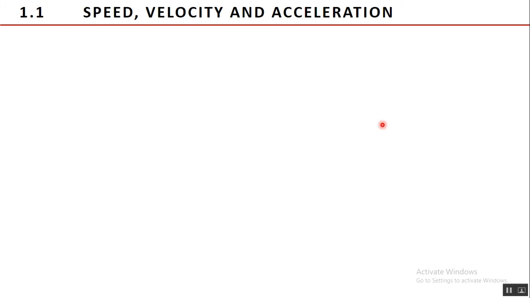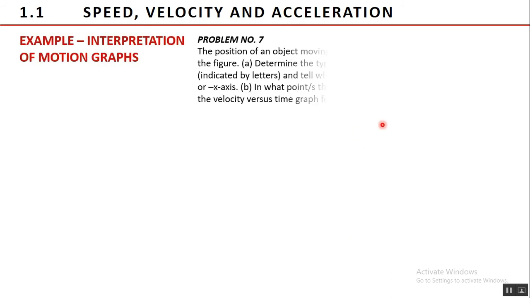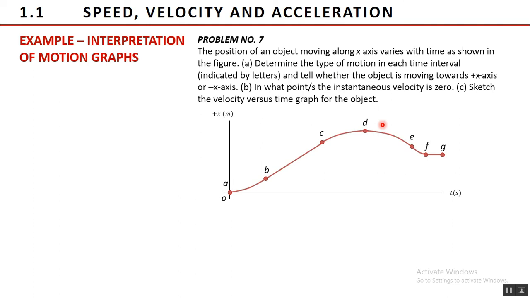Let us answer problem number 7. The position of an object moving along the x-axis varies with time as shown in the figure. Letter A. Determine the type of motion in each time interval, indicated by letters, and tell whether the object is moving towards the positive x-axis or negative x-axis. Letter B. At what point or points is the instantaneous velocity 0? Letter C. Sketch the velocity versus time graph for the object.